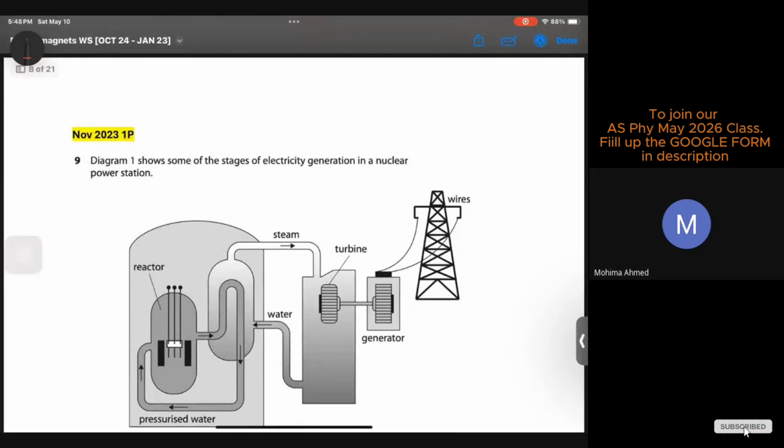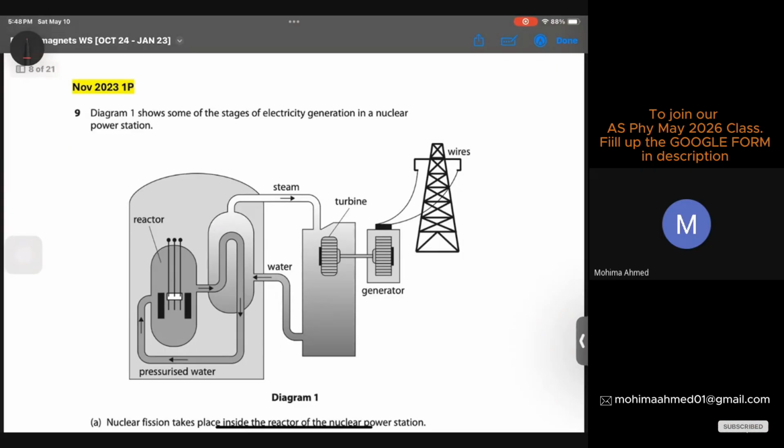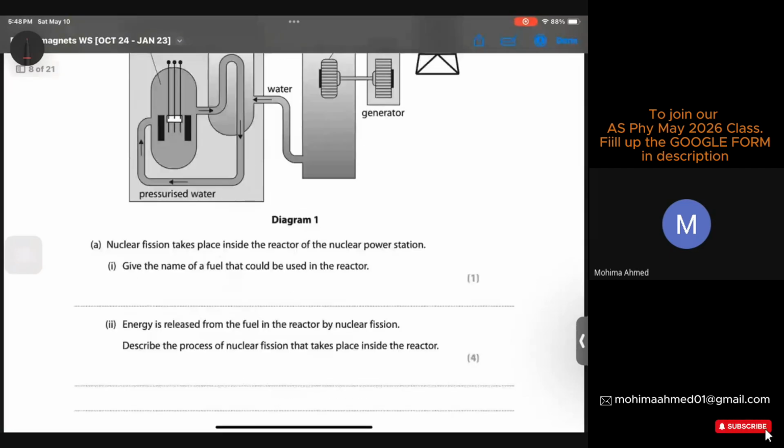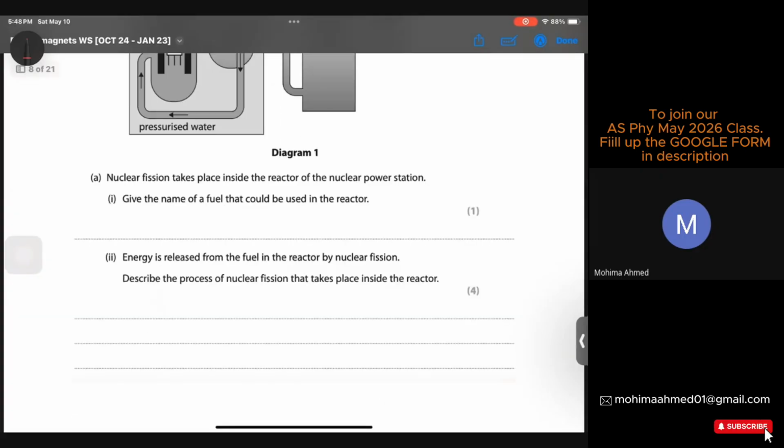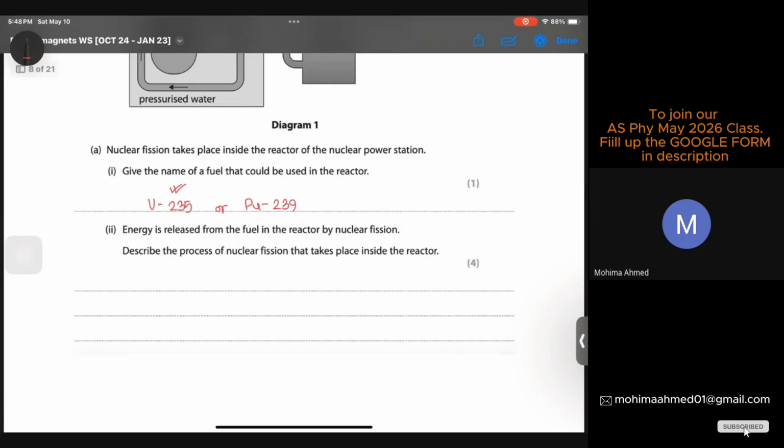The first part is related to your nuclear reactions, but the other parts are going to be entirely about magnetism. It says the diagram shows the stages of electricity generated in a nuclear power station, and nuclear fission takes place inside the reactor. Give the name of the fuel that could be used for the reactor. It's either uranium-235 or plutonium-239, so you can just write U-235 or plutonium-239. You can memorize any one of them. Usually uranium is accepted, and plutonium is also in the notes section, so we will also accept that.